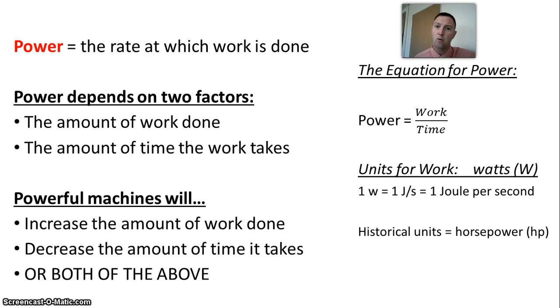All right? So the historical units, and you see this still a lot with car engines. Oh, this has 700 horsepower, 550 horsepower. Those are historical units, and they're ones that people are used to, especially with car engines. But in physics, we're going to go with the international standard of watts, or kilowatts, which means 1,000 watts, or megawatts, which means 1,000,000 watts, that whole SI system.